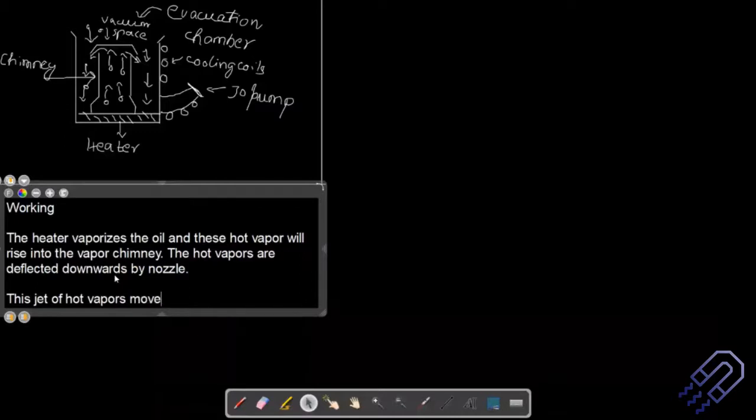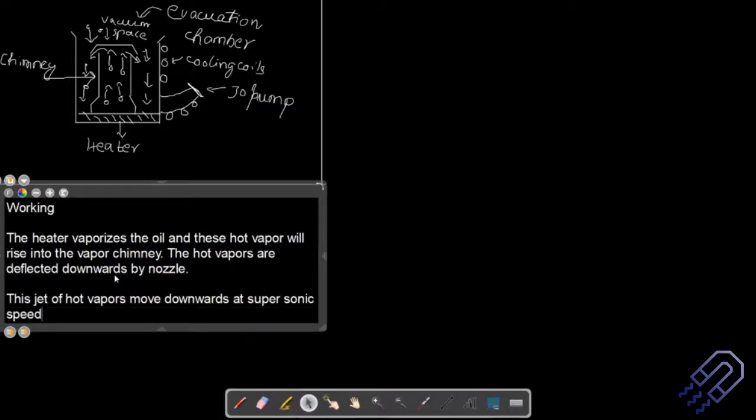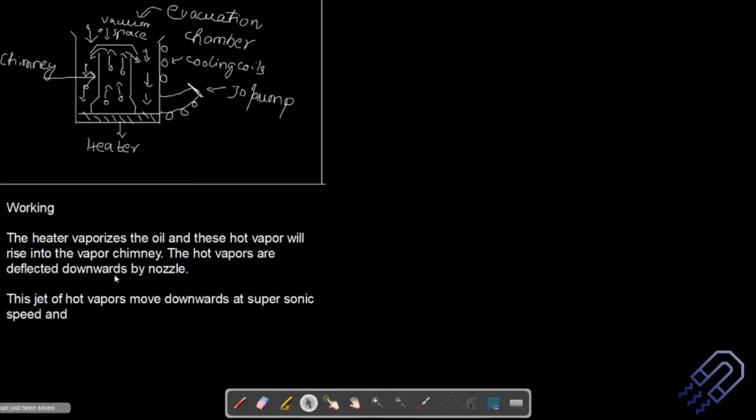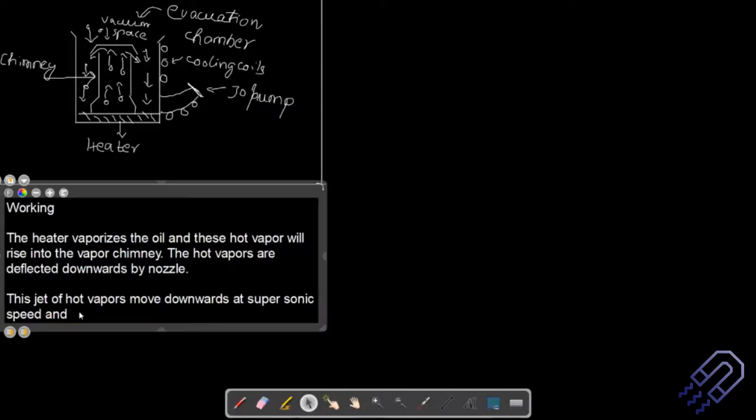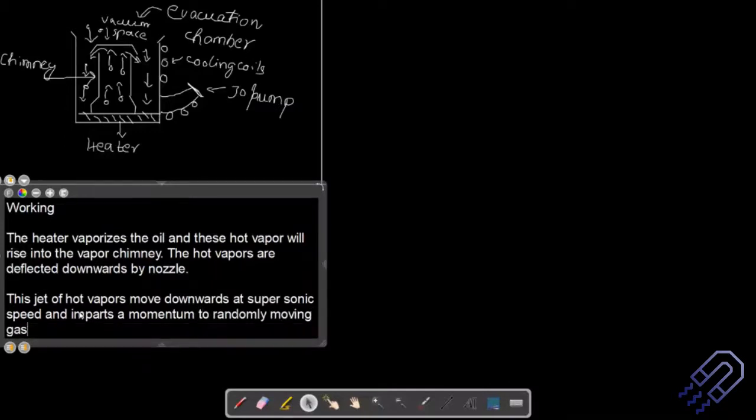The jet of hot vapors moves downwards at supersonic speed. So I think this is logical, right? It will move at a very fast speed because it is already in a vaporized state, so it will have a large energy. And this supersonic speed will basically impart a momentum to randomly moving gas molecules.